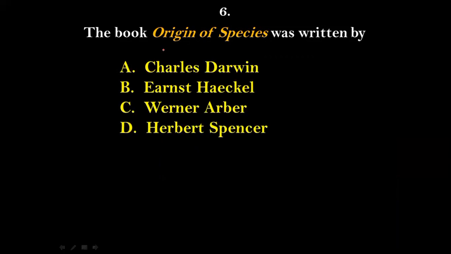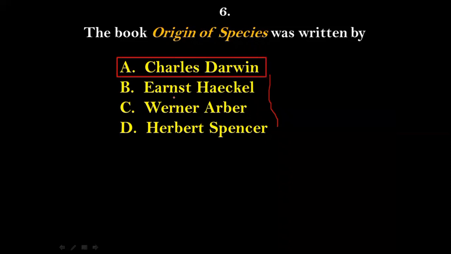Question number 6. The book Origin of Species was written by Charles Darwin, Ernest Haeckel, Werner Arber, or Herbert Spencer. For our own convenience, I'm giving the same option names here. So the right answer for this will be, The Origin of Species is a very common book. It was written by option number A, that is Charles Darwin.